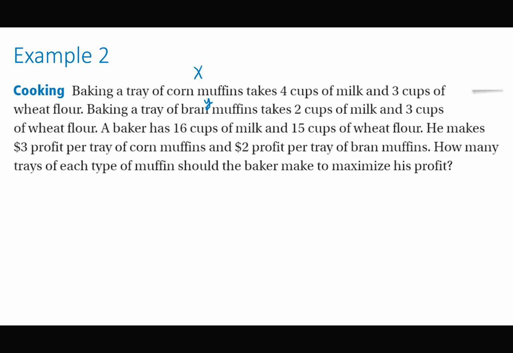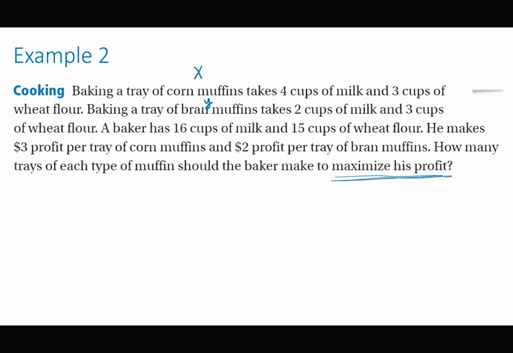A baker has 16 cups of milk, 15 cups of wheat flour. He makes $3 per tray of corn muffins, $2 per tray of bran muffins. How many trays of each type should the baker make to maximize the profit?